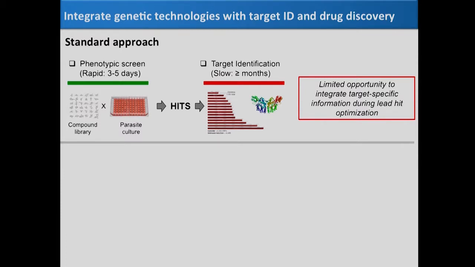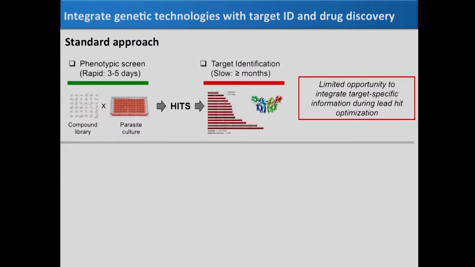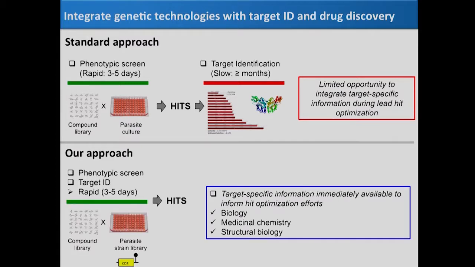In a standard way, this would be done by taking parasites and screening them against a compound library. We can do phenotypic screens extremely quickly within parasites. In 3 to 5 days, we can know that a given compound kills parasites. But then in the standard approach, we have this lag period of months before we can understand why a particular compound kills parasites. And what that introduces is an inefficiency with respect to how we can leverage the technologies that we are developing to inform drug discovery.